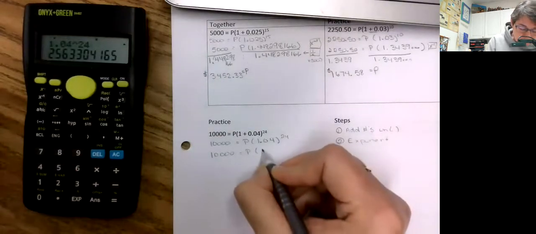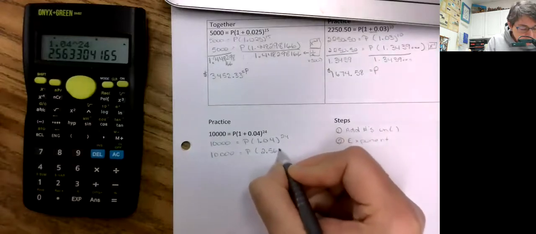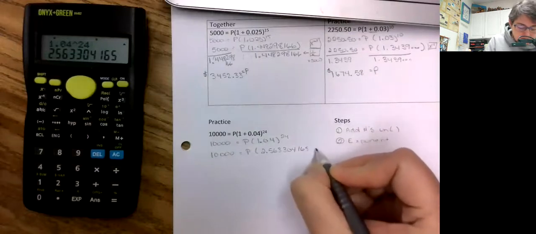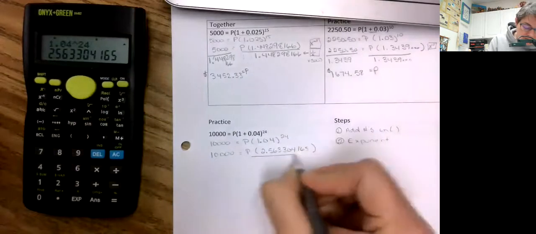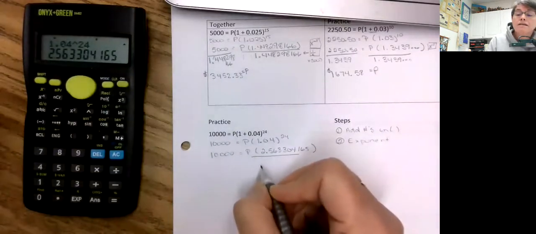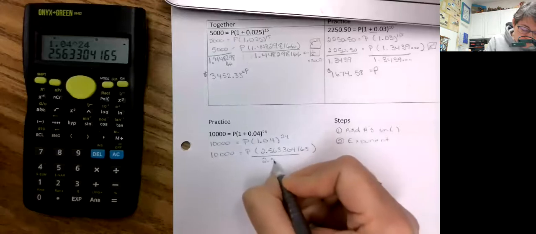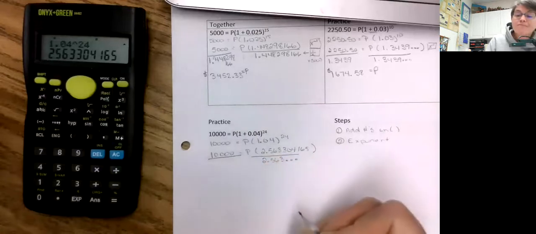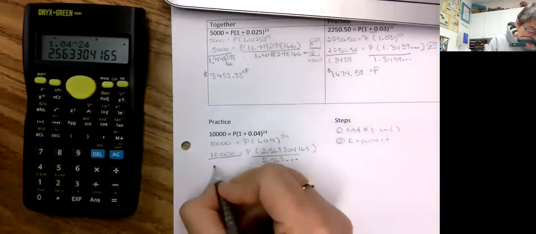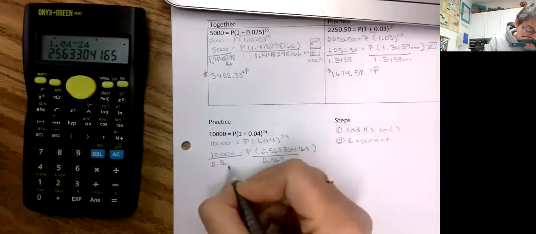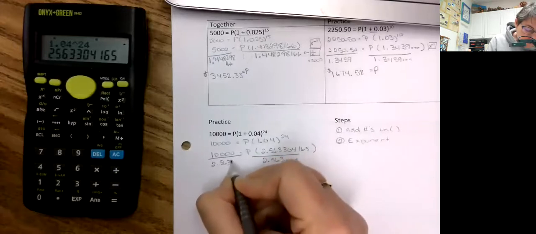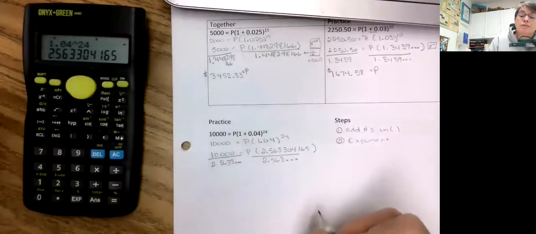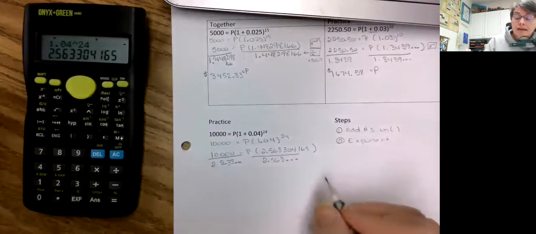And now for this one, I'm just going to write it out. 2.563304165. Okay, now we're going to divide by that. Aha! Here's the halfway in between. 2.563. So I'm going to use that number. I'm just being too lazy to write it out. Very interested in how they do this in PA. I think they just have special financial calculators that allow them to do it.